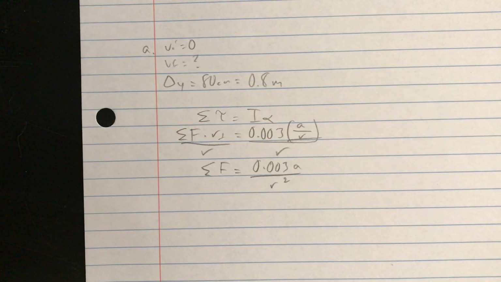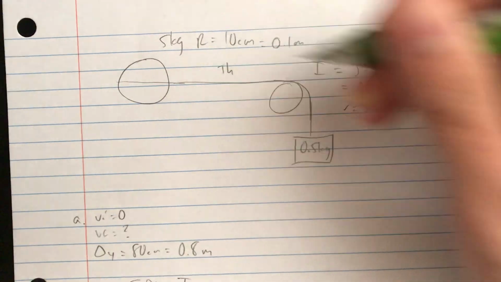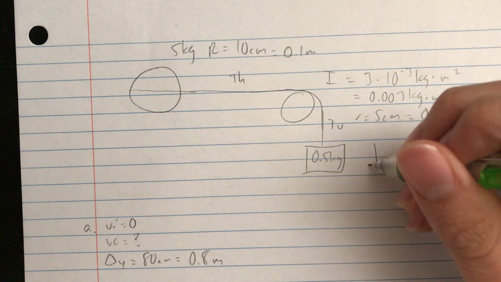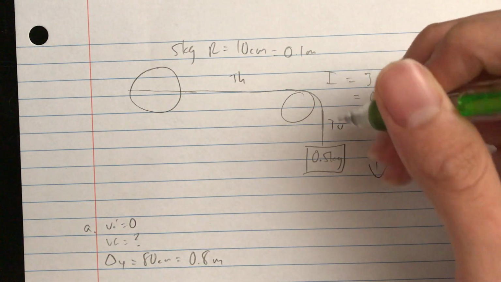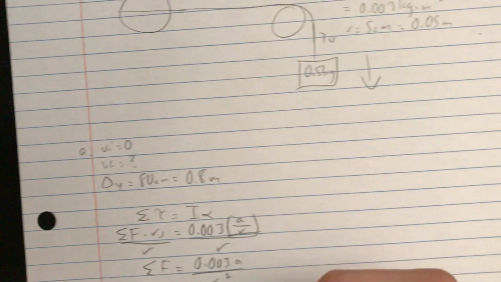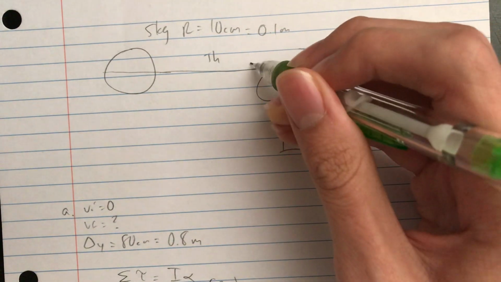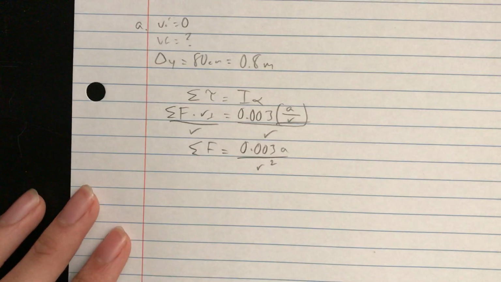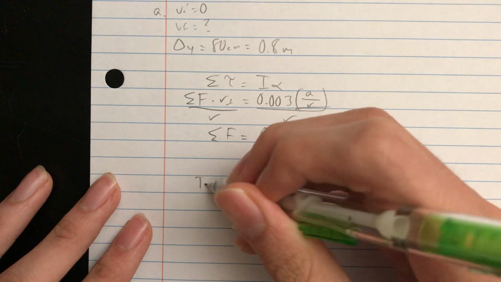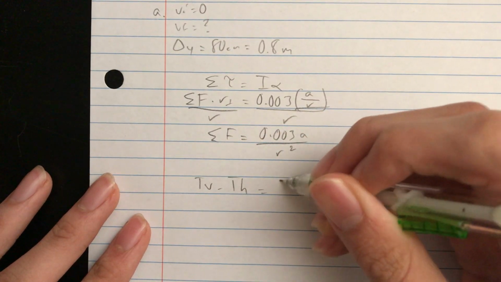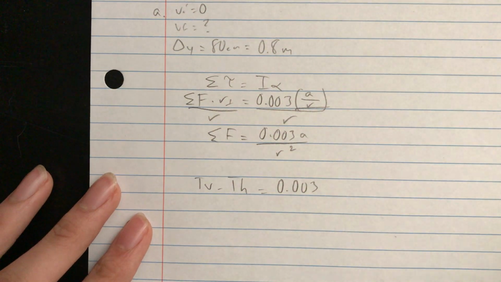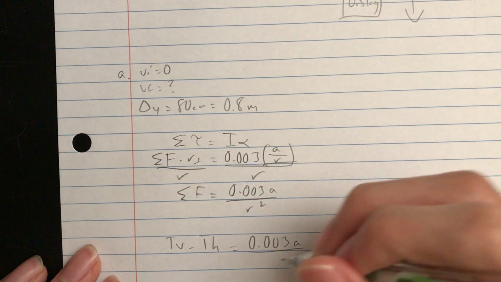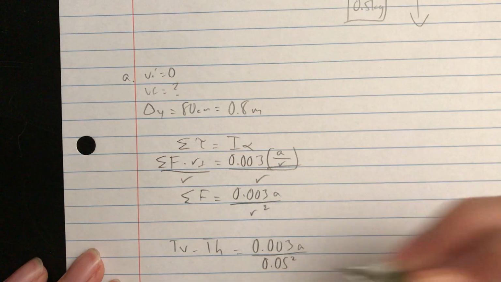There are two forces, TH and TV, standing for tension horizontal and tension vertical. The block is moving this way, and therefore TV is greater than TH. Those are the two forces touching the pulley. Okay, back to this. TV minus TH equals 0.003 a over r squared, with r being 0.05 meters, so 0.05 squared.